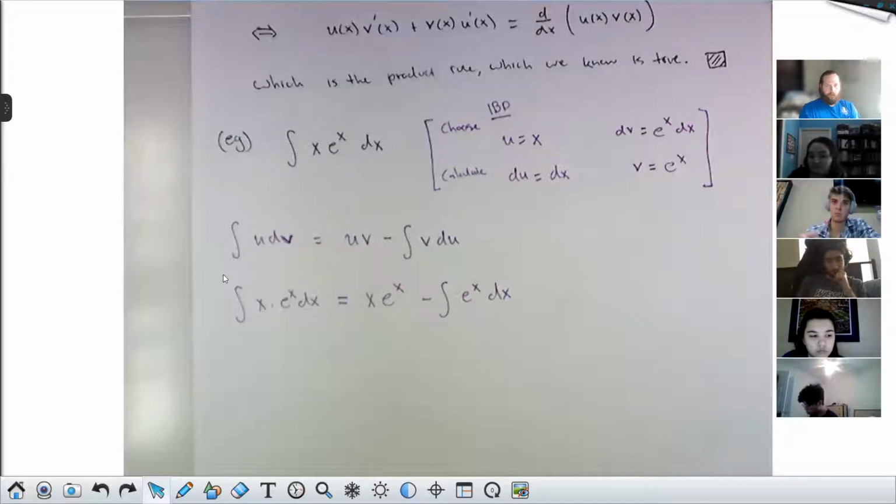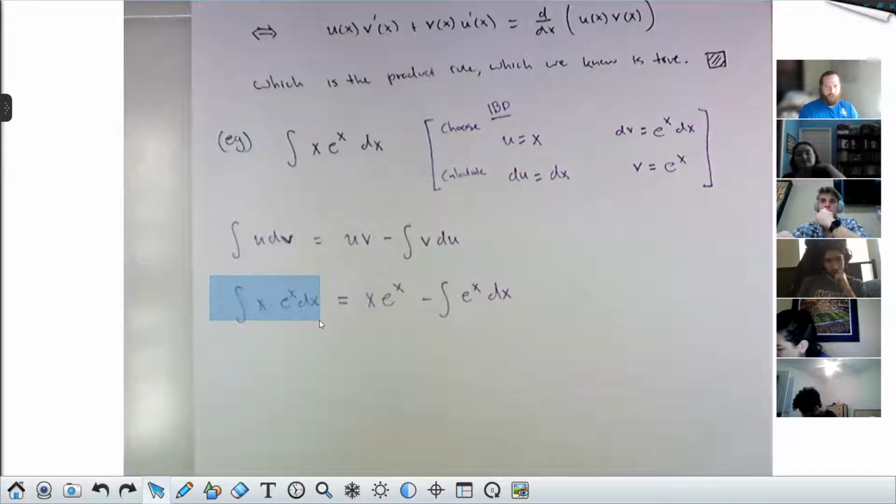So the integral I'm trying to calculate is equal to this stuff. This part is done. We don't have to do anything else with this. This part still has an integral. And what you should ask yourself is, is this integral easier than the integral I started with? Does anybody have an opinion on this? Which integral would you rather do? The integral of e to the x or the integral of x times e to the x?